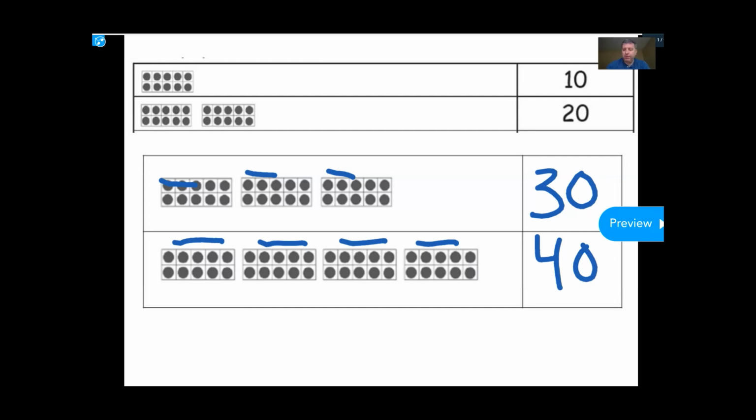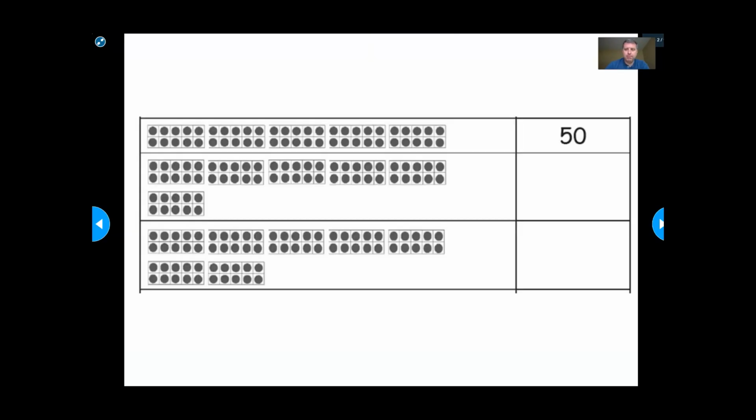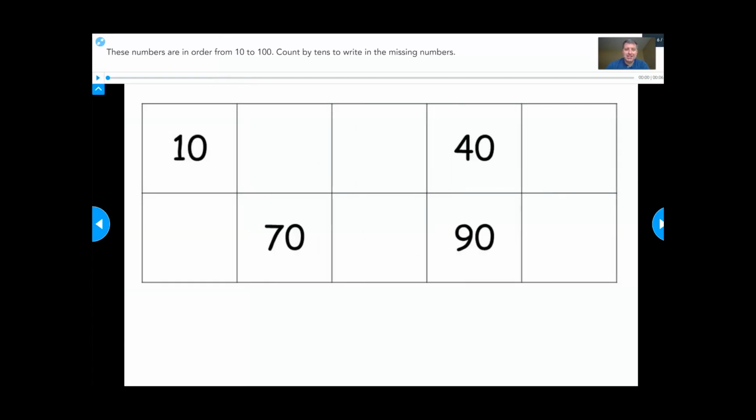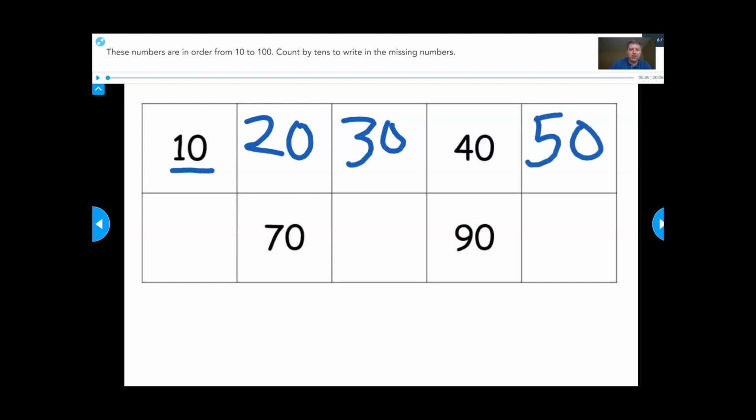All right. So you're going to keep doing that. Count by tens to 10 frames and write the numbers in each row. Again and again until we get to this page. This page says these numbers are in order from 10 to 100. Count by tens to write the missing numbers. So let's get started. Here's 10. What's the next number, friends? 10, 20. 10, 20, 30. 40, and then 50. Good job. And I'll let you do the rest.